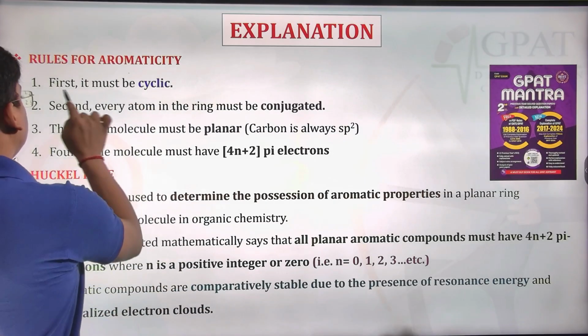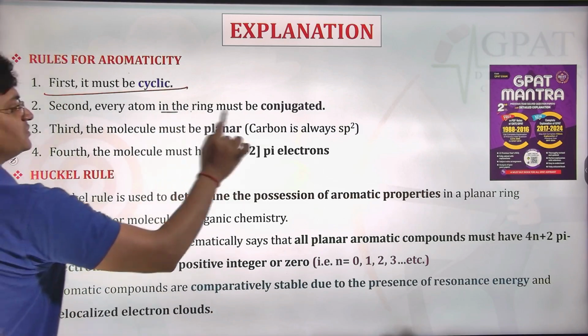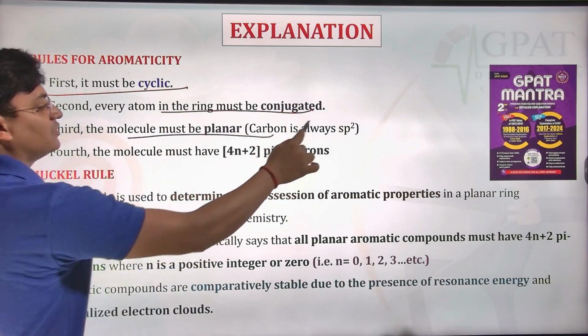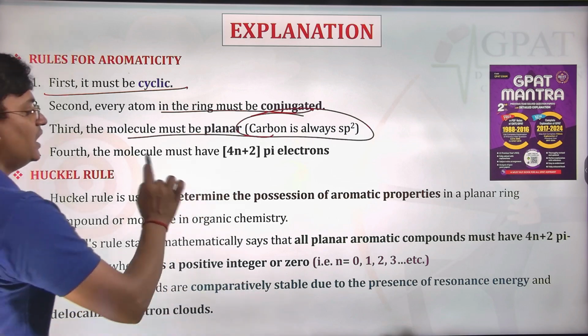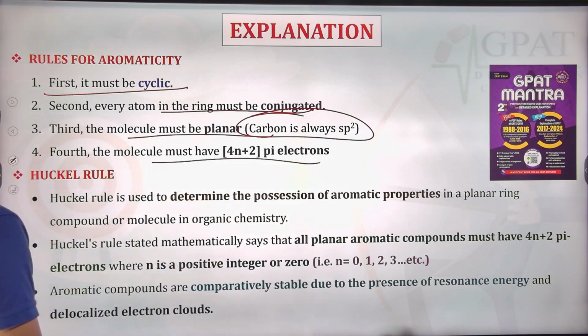Rules for aromaticity: it must be cyclic, it must be conjugated, it must be planar, that is, all the carbons in the ring formation must have sp2 hybridization. Next, we need 4n plus 2 pi electrons in total conjugation.